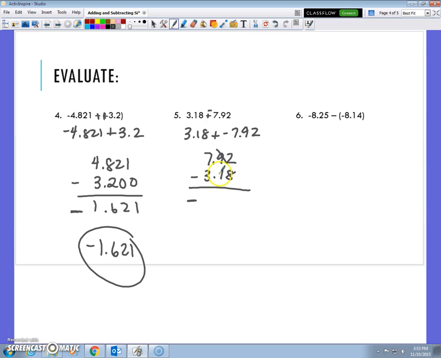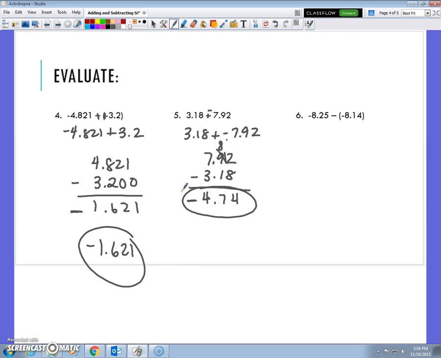So I'm going to borrow from the ones, or from the tenths, to get my 1,000ths. So I'm going to borrow, and I'm going to change that to a 12. 12 minus 8 is 4. 8 minus 1 is 7, and 7 minus 3 is 4. 4.74. Negative 4.74, I should say. Same signs, add and keep, different signs subtract. So I subtracted, I'm keeping the sign of the bigger number, and there's my evaluation, negative 4.74.